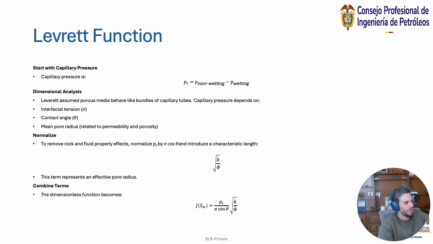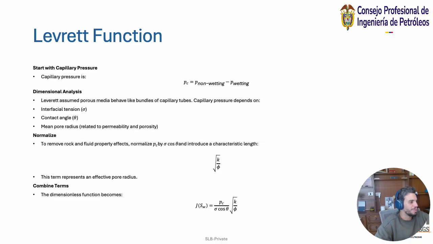So we start off with our capillary pressure, and we're trying to know what the non-wetting versus wetting pressure is. Once we do that, we can apply our dimensional analysis, or understand how the equation behaves depending on its dimensionality. But the Leverett function basically assumes that the porous media behave like bundles of capillary tubes. We said that in our reservoir, we like to think of it as this complex capillary system where you have channels and pores.